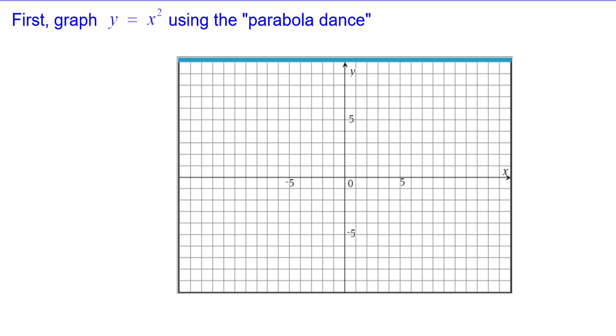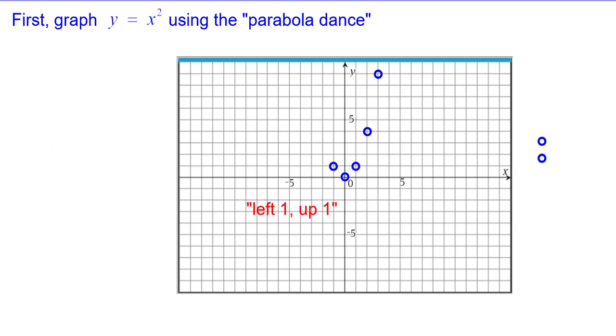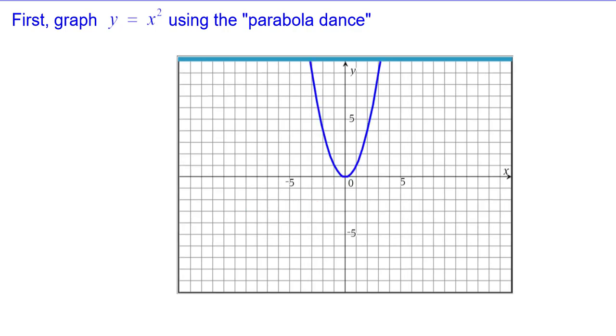Let's first graph y equals x squared using the parabola dance as we did in previous videos. So we'll start with the vertex, and then we'll go right 1 up 1 squared, right 2 up 2 squared, right 3 up 3 squared. And then we could either use the idea about being symmetric about the y-axis to get 3 other points, or we could go left 1 up 1, left 2 up 4, and left 3 up 9. Again, remember to pause as needed. We'll connect the points, and we get the beautiful parabola.